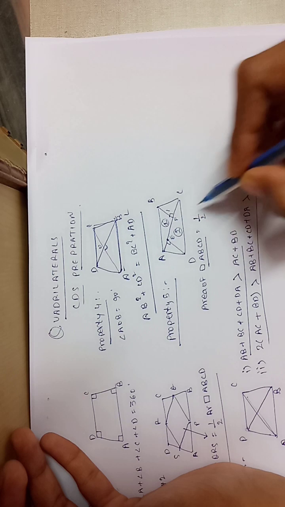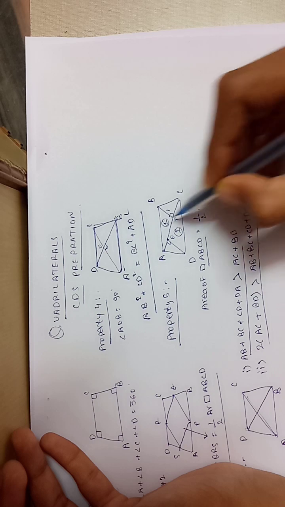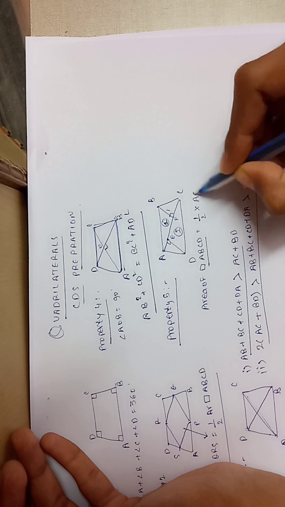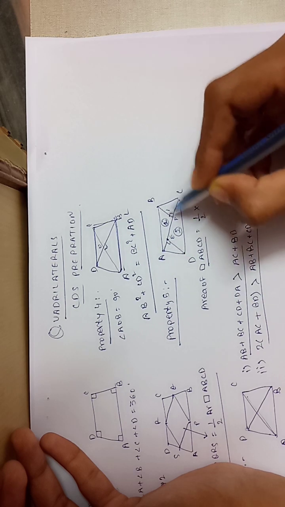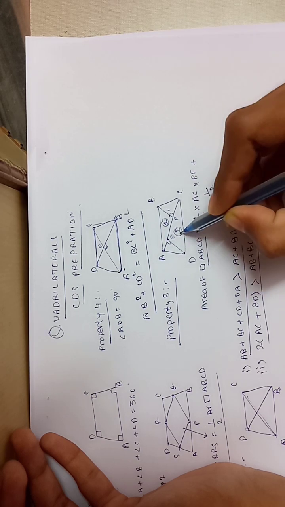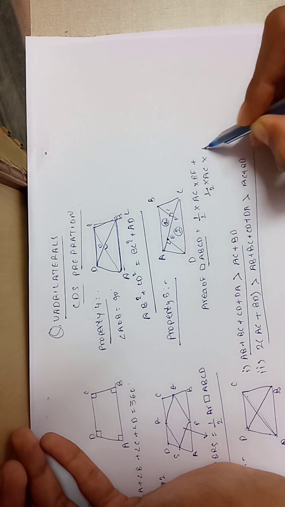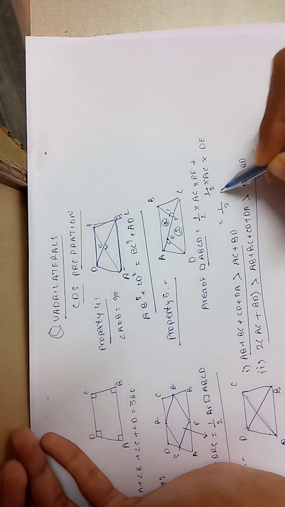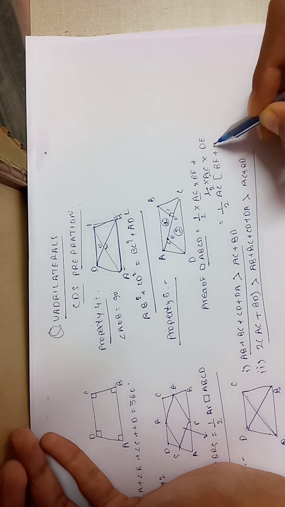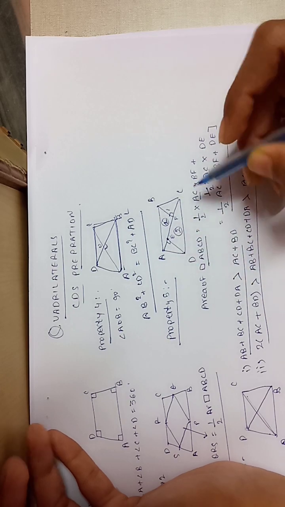What is the area of a triangle? Half into base into height. For the first triangle, the area is half into base, which is AC, the diagonal, into height, which is BF. Plus again half into base AC into DE for triangle number 2. So half AC is common, taken out, into BF plus DE. This will be the area of quadrilateral ABCD.